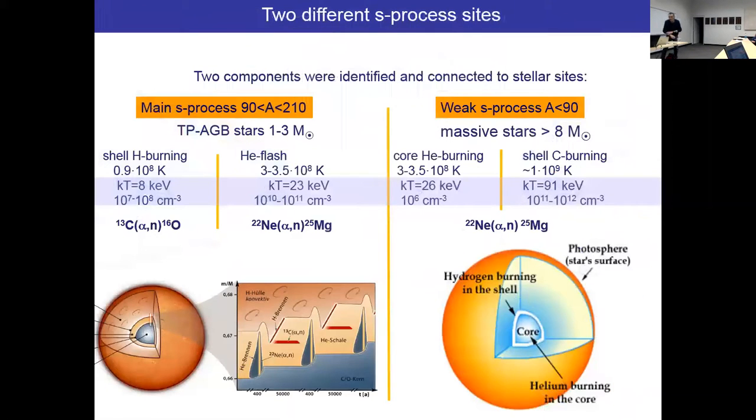And you have also two different environments. What I showed before was for massive stars, where you have these neutron sources operating both during core helium burning and shell carbon burning. The heaviest nuclei, from strontium up to bismuth, are mainly synthesized in thermally pulsing red giant stars, which are stars that are burning hydrogen in a shell on top of the carbon-oxygen core. Then at some point they experience thermal instabilities, which activate the neon-22 alpha-n source and induce further nucleosynthesis at higher temperature, as shown there. So these are basically the two scenarios of the slow neutron capture process.